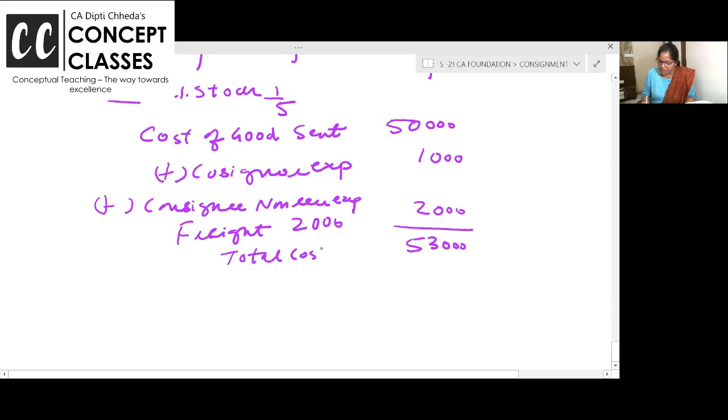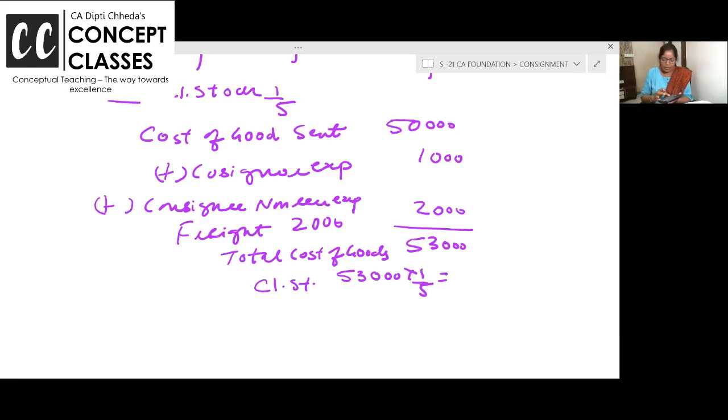Total cost of goods. Dear students, this time closing stock is not given in quantity. 1000 units are sent and 200 remain. So take 1/5 of 53,000. Calculate, how much is coming on the calculator? 53,000 times 1/5 is 10,600.